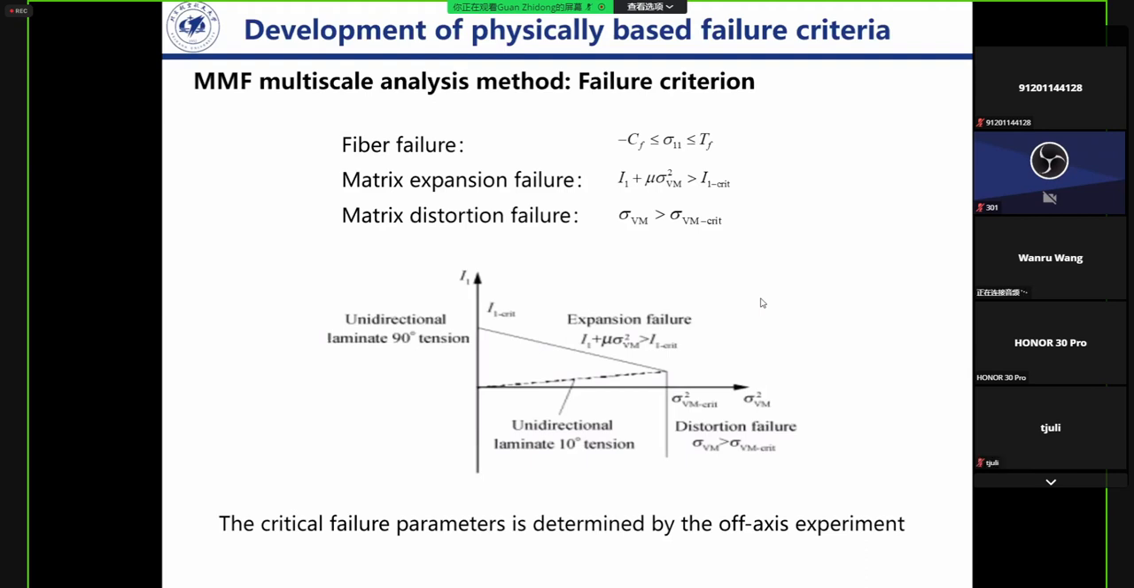The fiber failure is determined by the maximum stress criterion, and the matrix failure is judged by the stress invariance criterion, which contains two failure modes, namely matrix expansion failure and matrix distortion failure. The critical failure parameters of the fiber can be obtained directly from the unidirectional tests. And the critical failure parameters of the matrix are obtained by off-axis experiments.